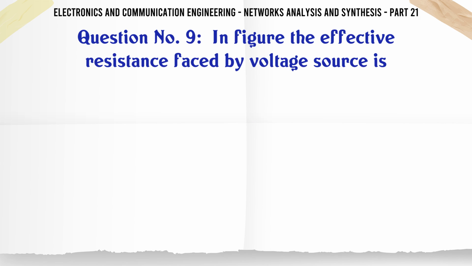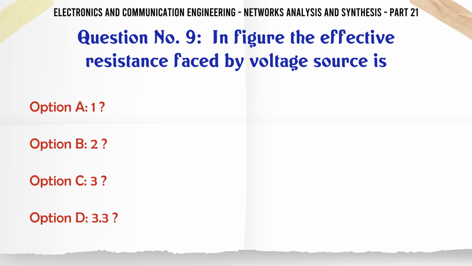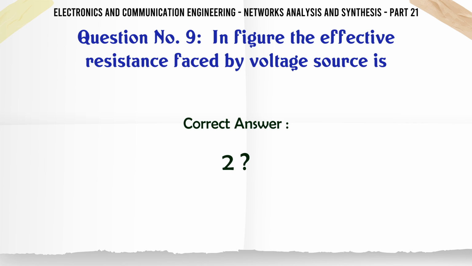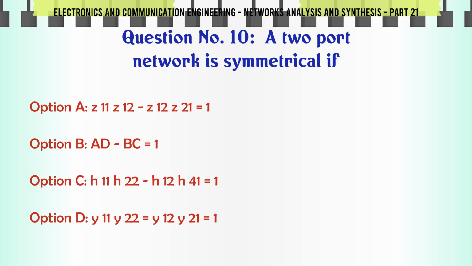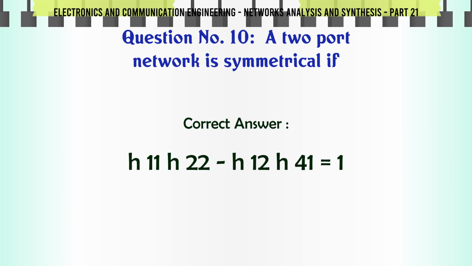In figure, the effective resistance faced by voltage source is A 1, B 2, C 3, D 3.3. The correct answer is 2. A two-port network is symmetrical if A Z11 Z12 Z12 Z21 1, B A D B C 1, C H11 H22 H12 H21 1, D Y11 Y22 Y12 Y21 1. The correct answer is H11 H22 H12 H21 1.